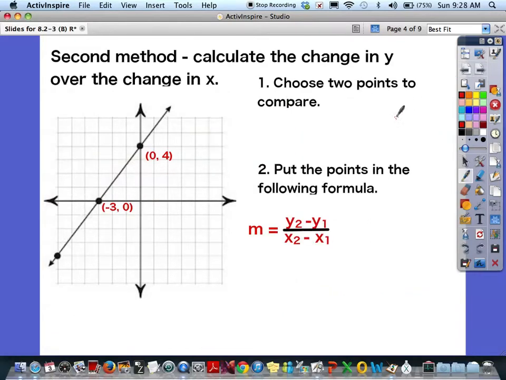Same problem, different method. I shouldn't say it's different because it does exactly the same thing, but it calculates the rise over run for you. So you don't have to worry about the little guy running up the line. It just does the math for you. You start by choosing the two points you're going to compare. So (-3, 0) for our first point, and then (0, 4).